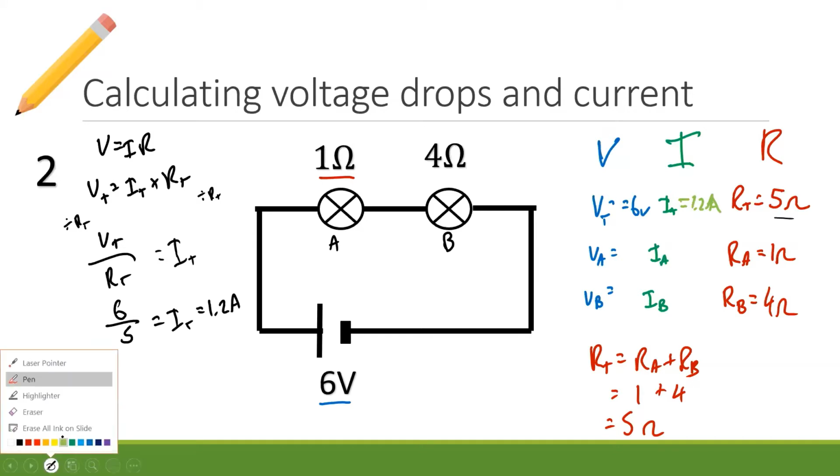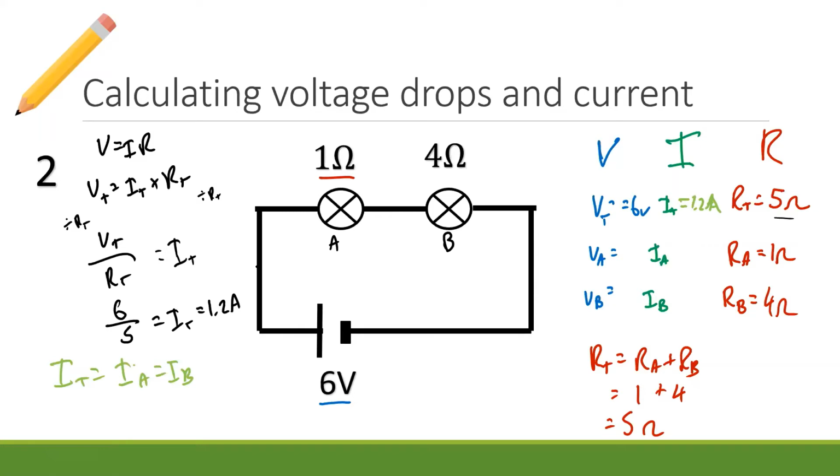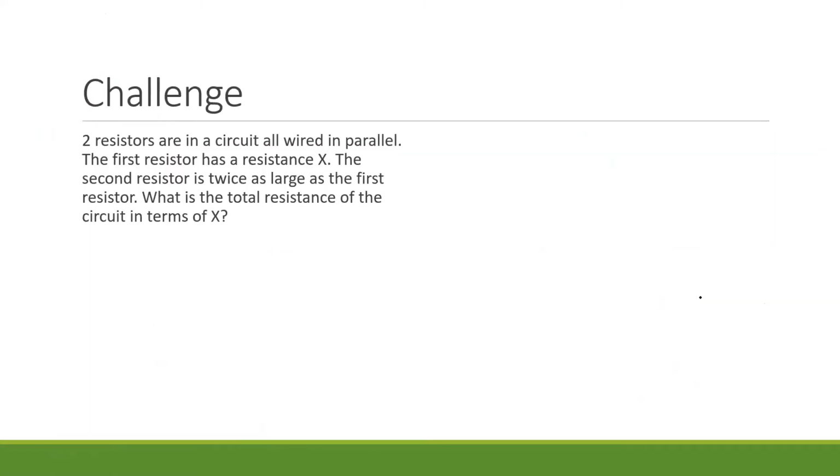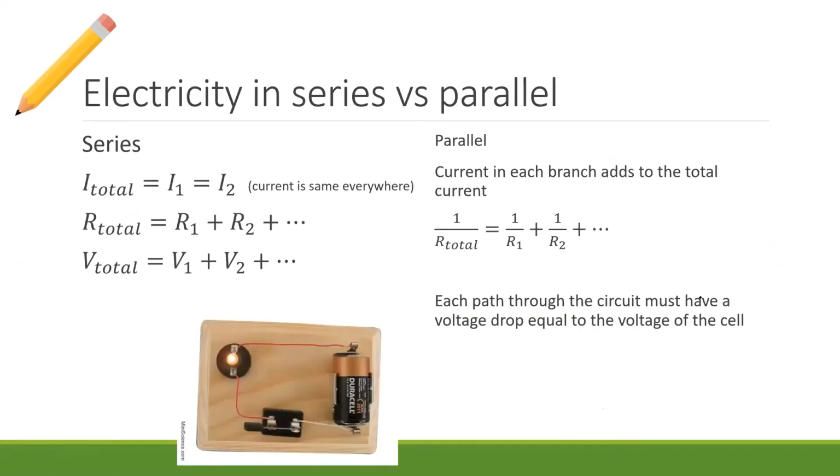He says, well, we know that I total is the same as IA, is the same as IB, is the same as everything. The current only has one way to go. So therefore, if you know that I total is 1.2, guess what? IA is 1.2, IB is 1.2. And now you can sort of see that's what this rule here means. The current is the same at all of the points through the circuit.